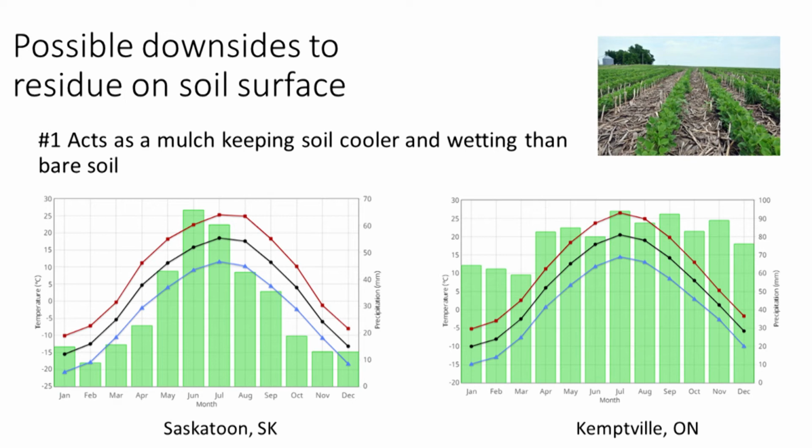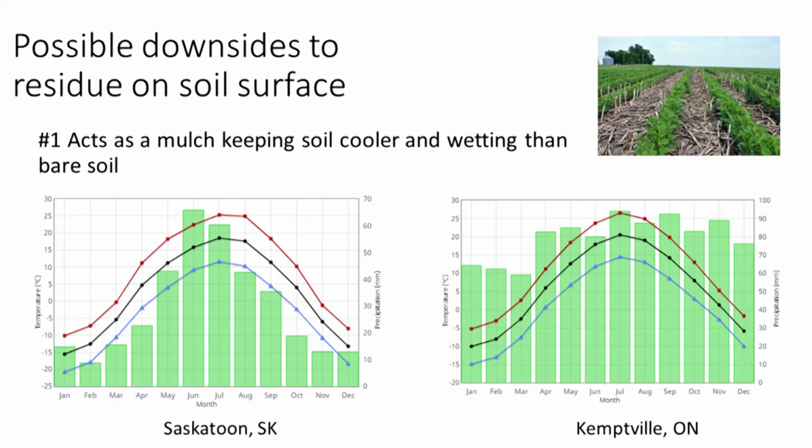And cold soils reduce germination. They slow down the emergence of a crop. And so you don't necessarily want a cool and wet soil in the spring when you're trying to plant. You want a relatively dry and relatively warm soil to plant into. And residue on the surface prevents that. So, possible downside in Ontario.